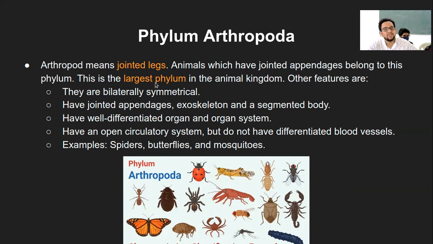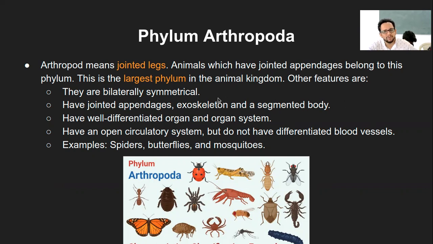This is the largest phylum amongst all the animal kingdom, because the number of organisms included in Arthropoda is huge. The features include, again, bilateral symmetry. They have joined appendages. Appendages means the legs or whatever structures. They have exoskeleton and the segmented body. Now, all of the categories above Annelida will have segmented bodies, right? So that is the joint appendages, exoskeleton.